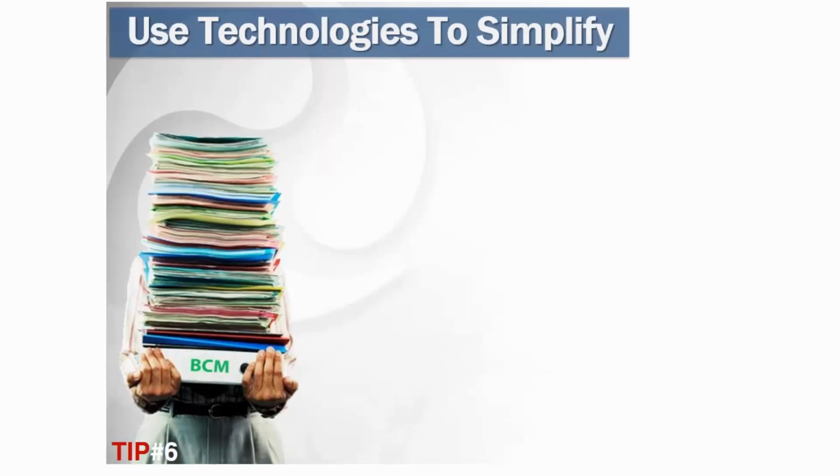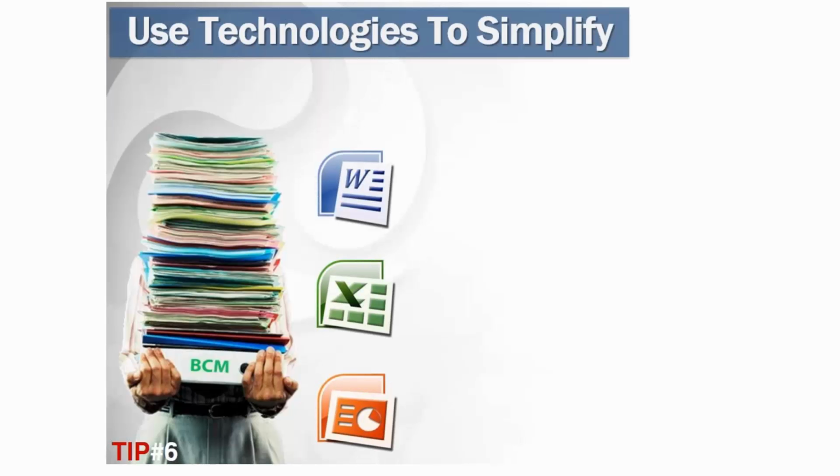The sixth tip is this. Twenty years ago, when we started doing business continuity, we were still using paper, Word, Excel. Twenty years later, at this moment in time, things have changed. There are a lot of automation tools for you to use to manage business continuity. No longer are you restricted to using Office tools like Word, Excel, PowerPoint, and ending up with one whole stack of documents.